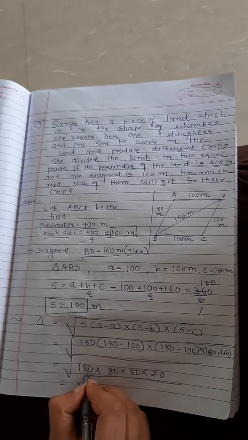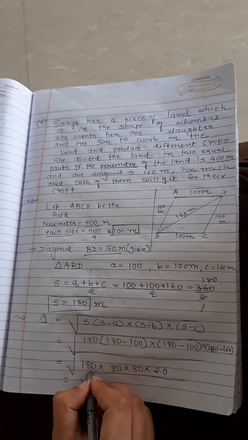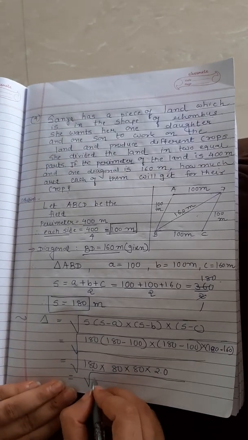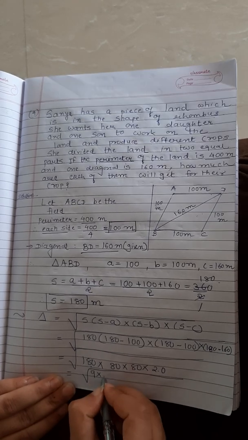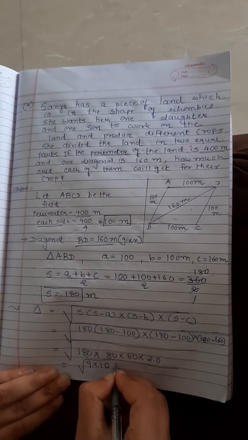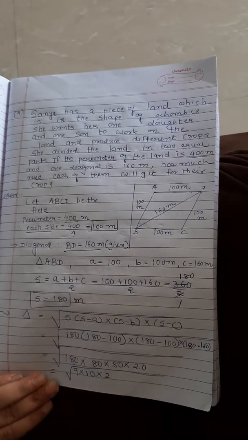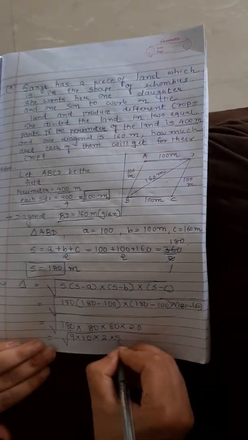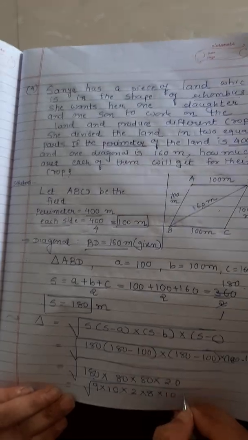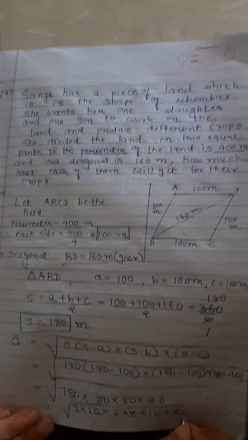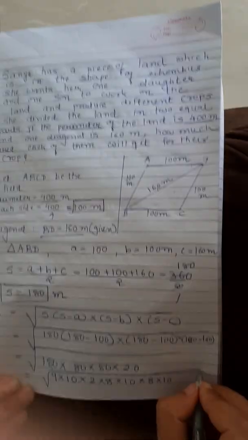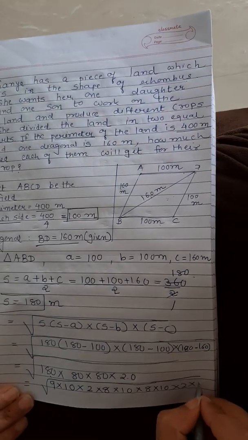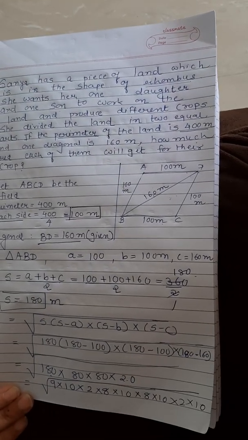So 180, that is 90 twos are. I will write 90 as 9 into 10 twos are. That becomes 180. Now 80, that is 8 into 10. Again 80, which is 8 into 10, and 20, which is 2 into 10. You can figure it out.